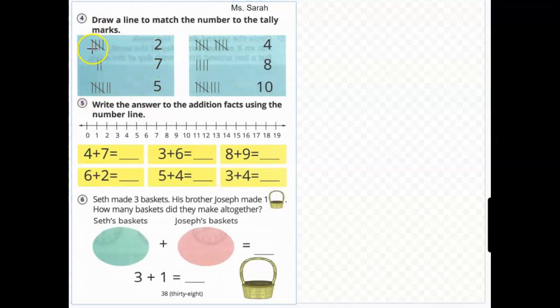So remember, when we do our tally marks, we go 1, 2, 3, 4 across, right? So we can count them by going 1, 2, 3, 4. Across is 5. So if you see this, that's automatically a 5. So that, we're going to draw a line to the 5. So go ahead and match this one. Was it a 2 or is it a 7? And then go ahead and match this one. And then do this chart. And do the same thing. And come back to me when you're ready.